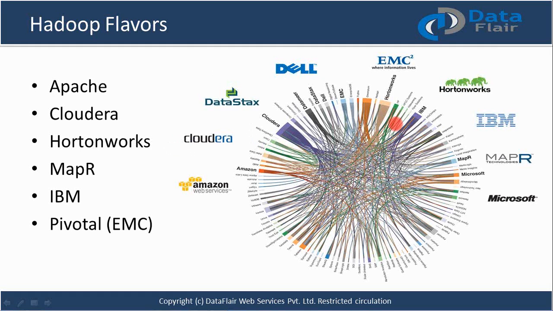Okay, let me take this particular slide now. That is Hadoop flavors, guys. Apache, the very first flavor, Apache Hadoop, is the vanilla flavor, the base flavor, where the actual code resides. Your actual code resides in Apache repositories. It is the vanilla flavor, the base flavor. Apart from that, we have Cloudera, Hortonworks, MapR, IBM, and Pivotal.